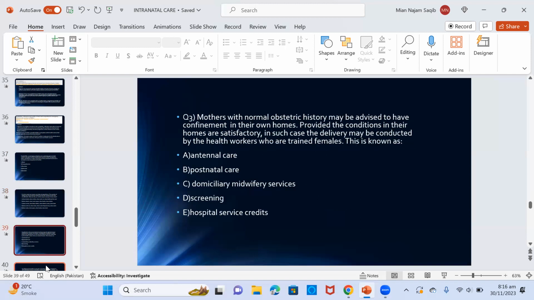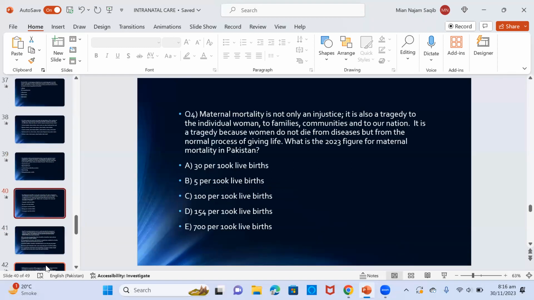Mothers with normal obstetric history may be advised to have confinement in their homes, provided the conditions in their homes are satisfactory. In such cases, the delivery may be conducted by health workers who are trained females. This is known as A. Antenatal care, B. Postnatal care, C. Domiciliary midwifery services, D. Screening, or E. Hospital service credits. C. Yes, the answer is C.